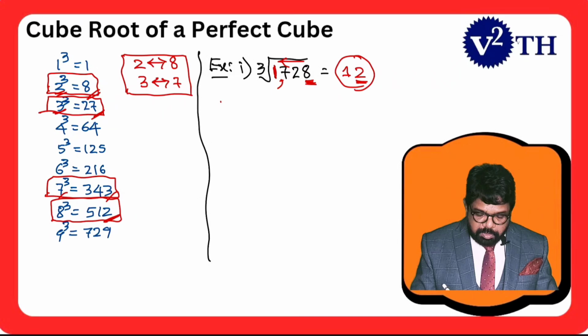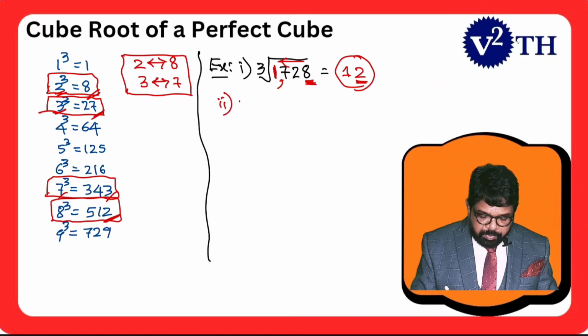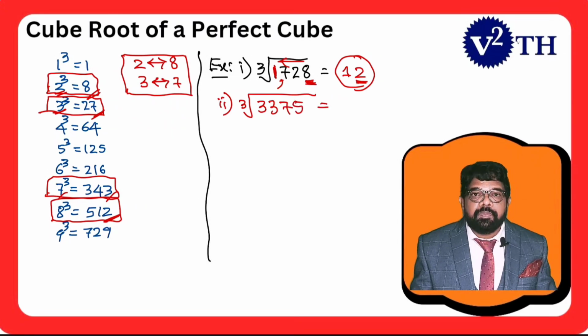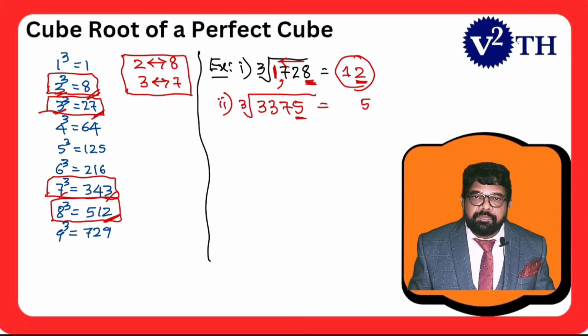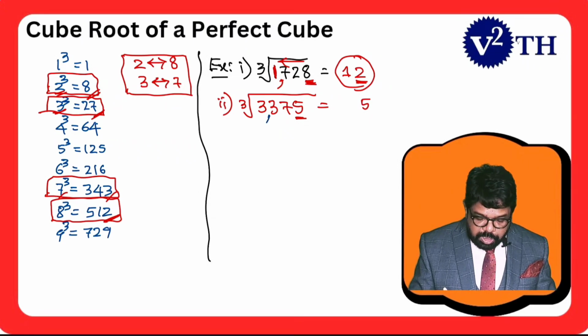Understood, all of you? Now see one more example. The cube root of 3375. What is the value of this one? Now here 5 is there. 5 ends with 5. Okay. Now after 3 digits put a comma.